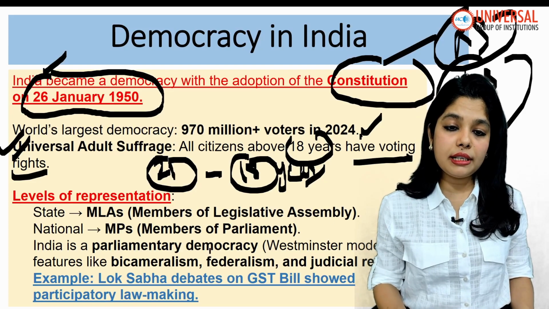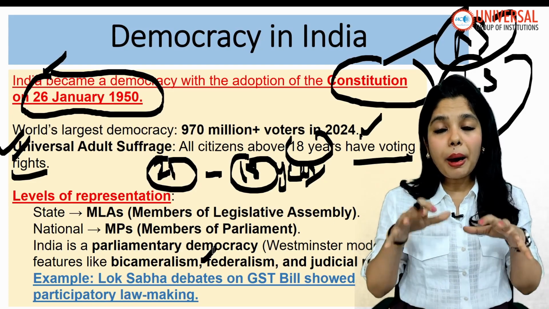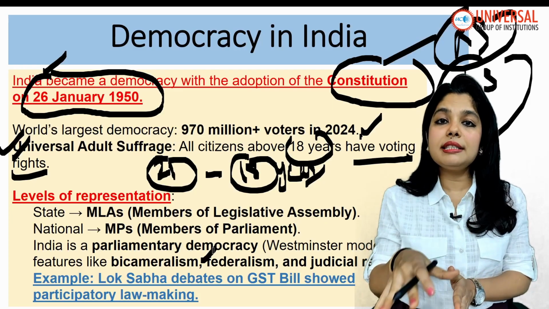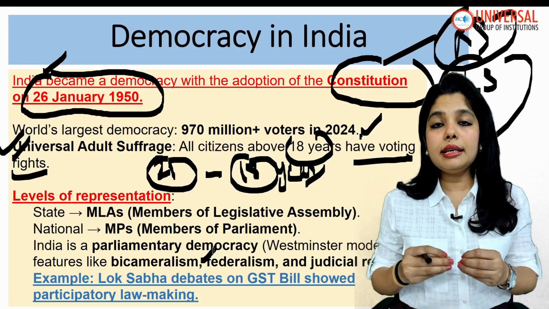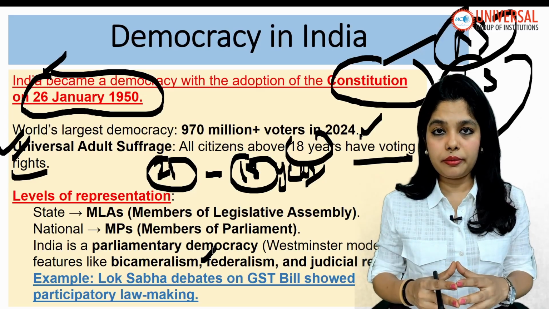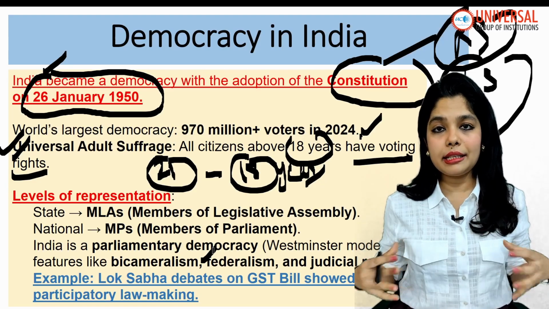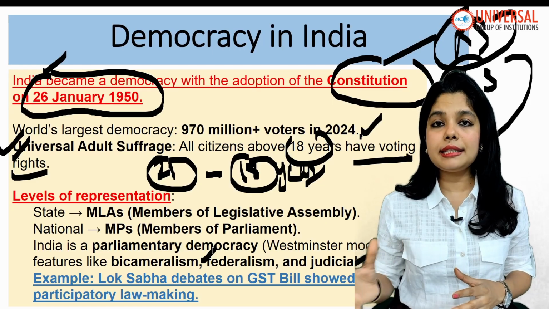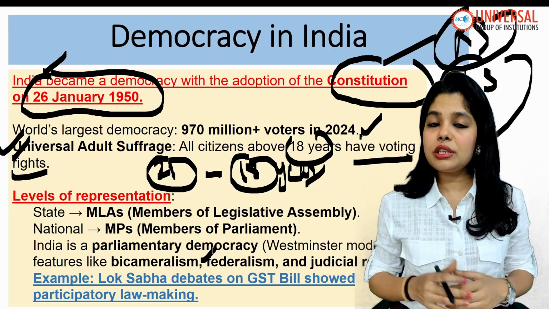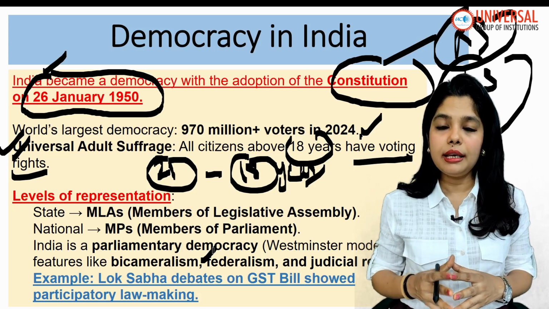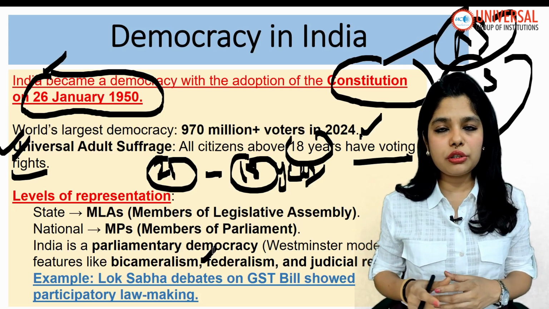What is federalism? Federalism means the power is not concentrated in the hands of the center. The powers are distributed between the center and its states. The states have their own powers, and the center has its own say and power. That is federalism.